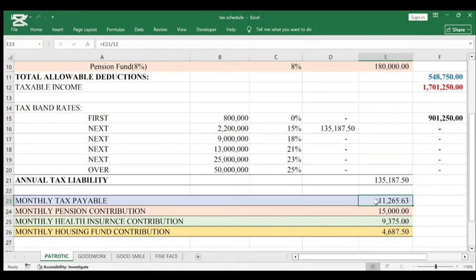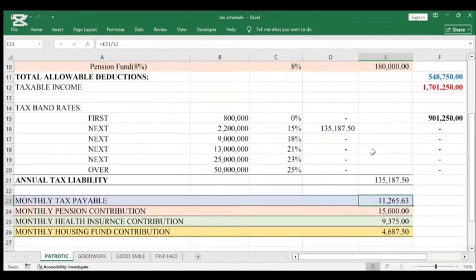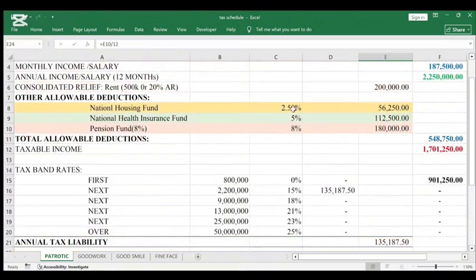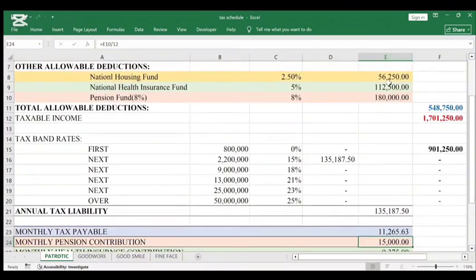Now for pension, since you already calculated pension at 180,000, you want to make it monthly, we divide it by 12. All right, that's why we got 15,000 monthly. Also for health insurance, which we got at 5%, divided by 12, you get 9,375 naira. Also for the housing fund, which is 56,250 annually, divided by 12, we have this value.